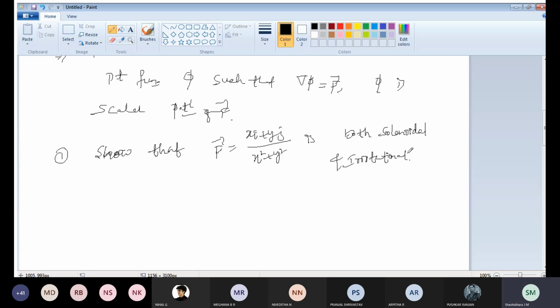Show that vector f equal to xi plus yj divided by x square plus y square is both solenoidal and irrotational. Solenoidal and irrotational.